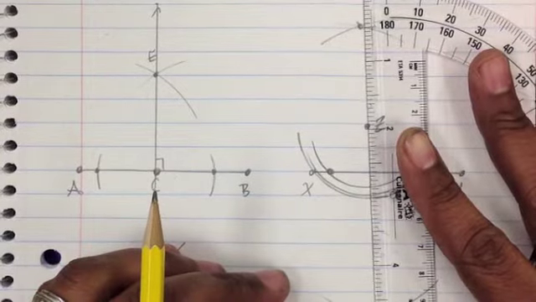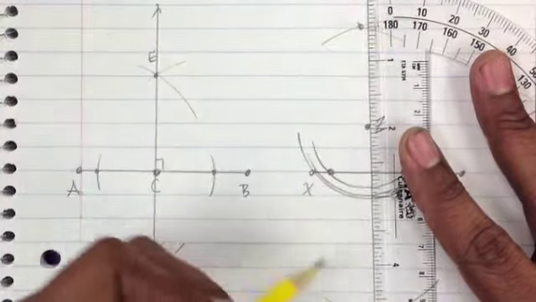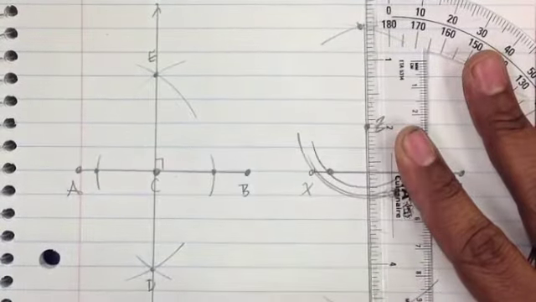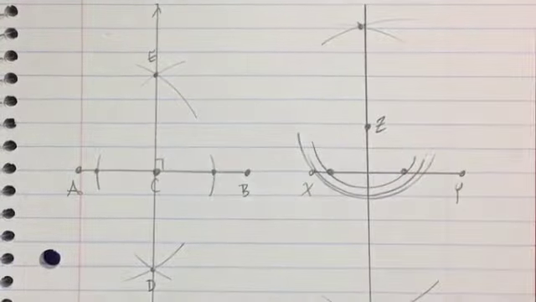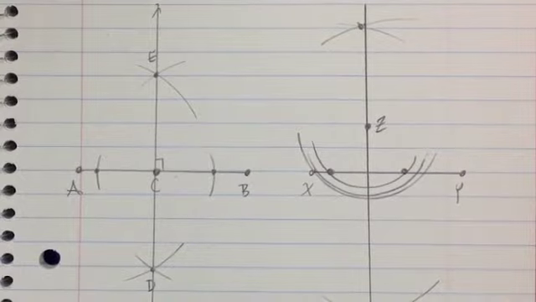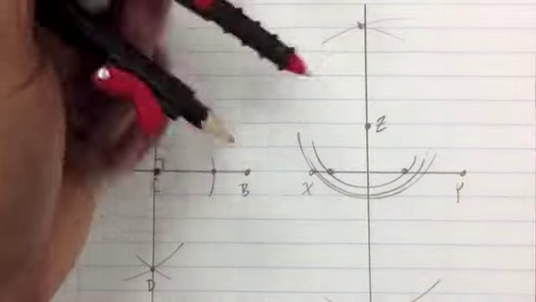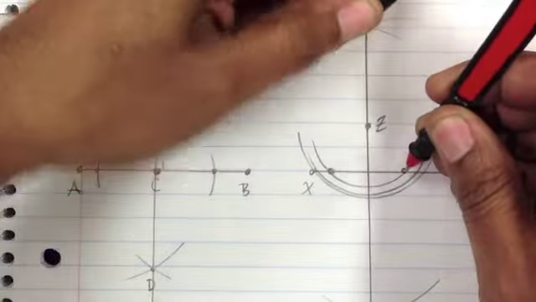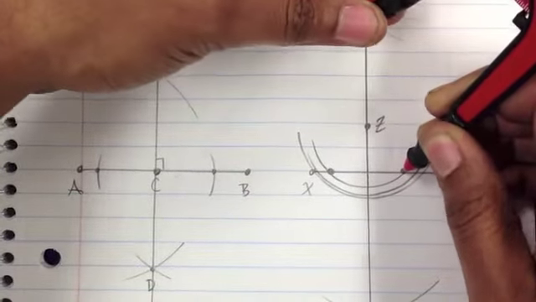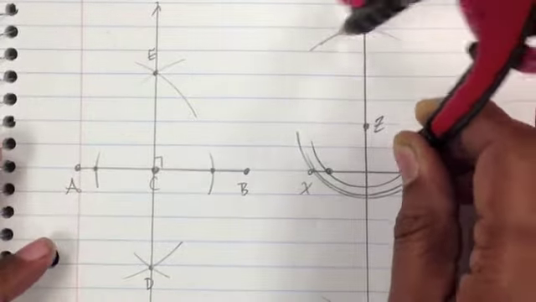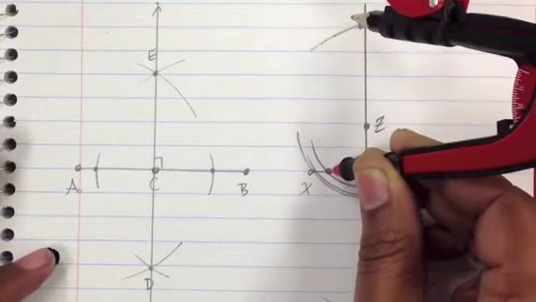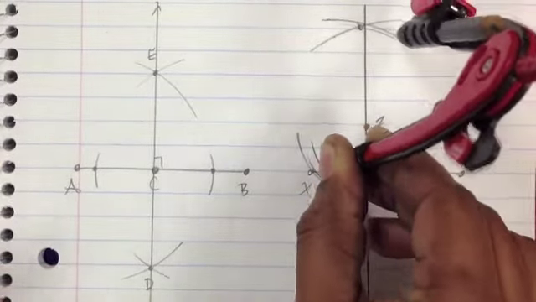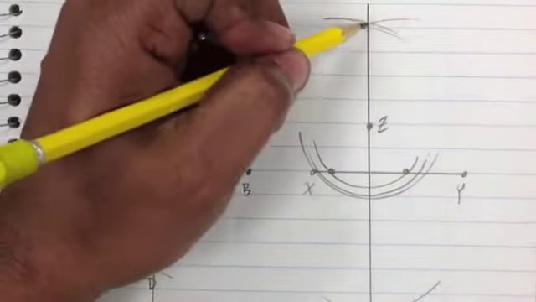That one's a little bit off at the top, but this should form my perpendicular line. That looks like it's a little off. Try it again. Yeah, it was off. Y'all see that? I was off a little bit there.